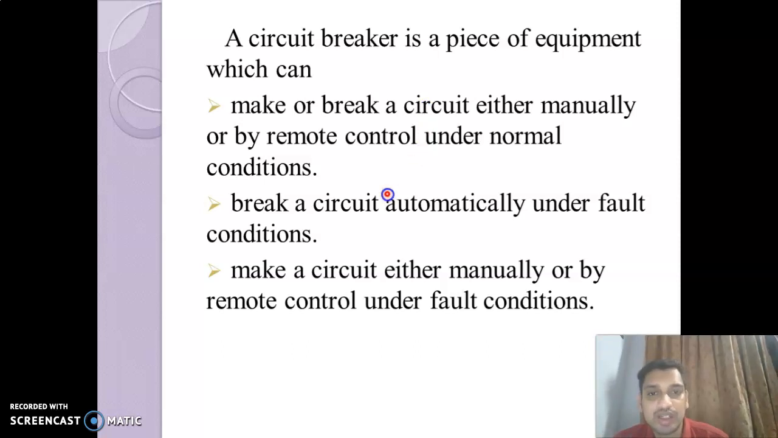The second one is explained during the faulty condition. In this case, break or isolate a circuit automatically whenever a fault occurs on the system. That is the second function of a circuit breaker. Third one, make or close a circuit either manually or by remote control under the faulty condition. So the first one, make or break the circuit under normal condition; second, break the circuit under the faulty condition; or third, make the circuit under the faulty condition. So these are the functions of a circuit breaker.